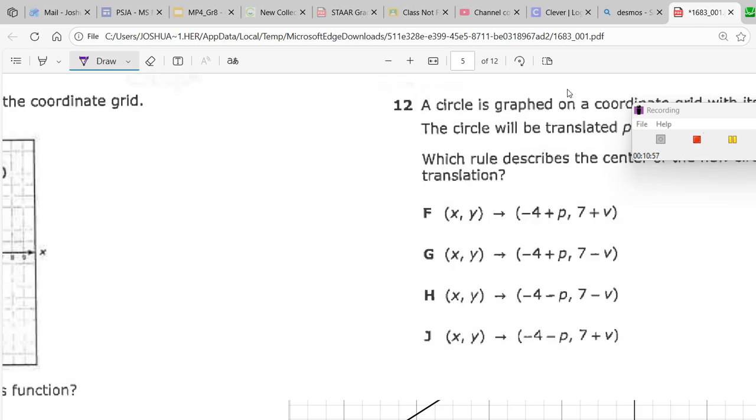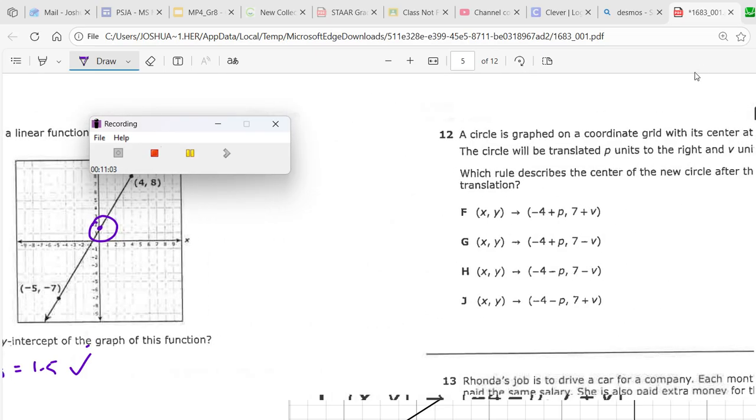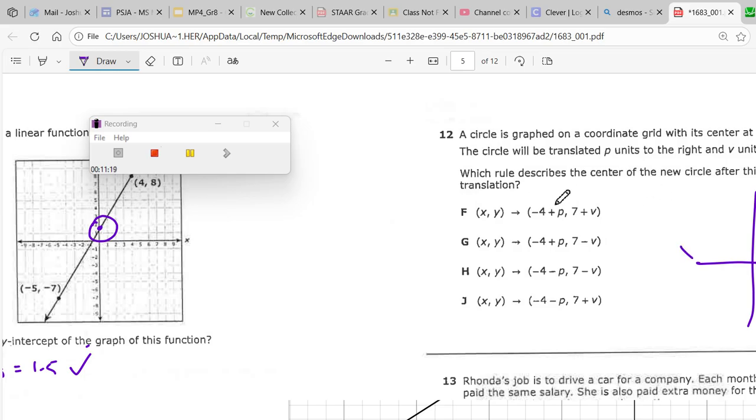Okay, this one right here, out of the way. Translator. When they say translate, they want to move it to the right and to the left. Pretty easy. When it goes right or left, the rightness is going to be based off of the x-axis. Leftness will be x-axis, but x plus here and x minus here. Y plus going up, y minus going down.